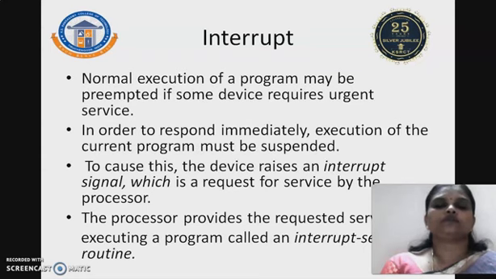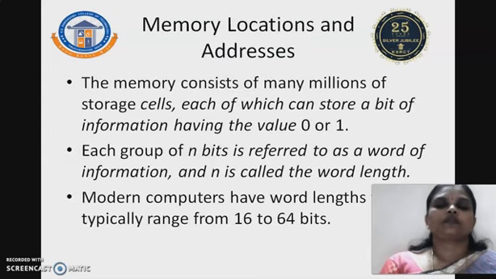Next one is the normal interrupt. Normal execution of the program may be preempted if some device requires urgent service. In order to respond immediately, execution of the current program must be suspended. To cause this, the device raises an interrupt signal which requests service by the processor. Now the processor will stop executing the current instruction and begin the execution of the requested set of operations.